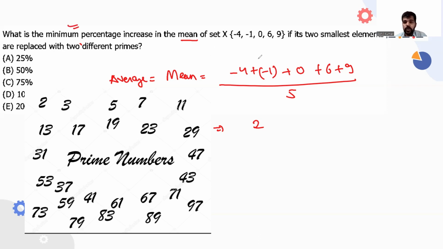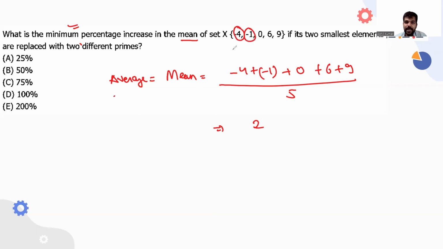So the two smallest values here are -4 and -1, and they are replaced with two different prime numbers. We need the minimum percentage increase, so which prime numbers do we need to consider? Definitely the smallest prime numbers. The smallest prime number is 2. After 2, it will be 3. So that means the new series will be 2, 3, 0, 6, 9. And if we find the mean of this, the result will come out to be 4.